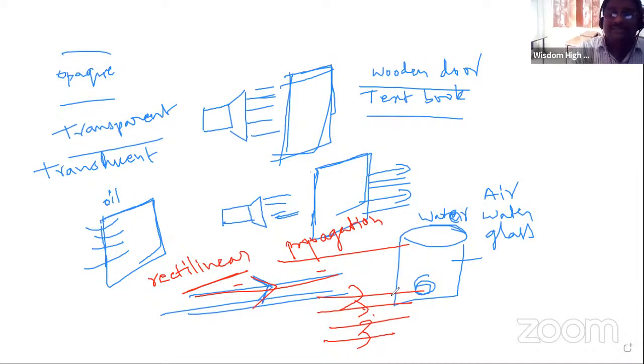Next, convergent beam and divergent beam. What is meant by a convergent beam of light rays, and a divergent beam of light rays? These are very useful information in 10th class. A diverging beam of light rays means light rays are diverging from one point. These are said to be a divergent beam of light rays.